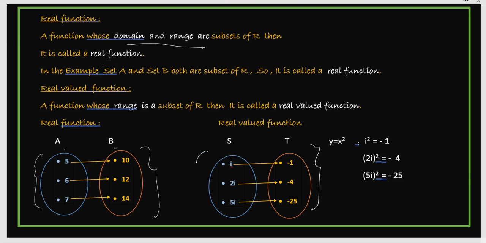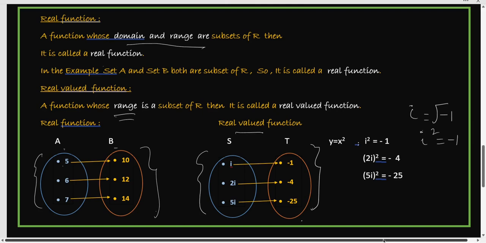The first set need not be real; it can be complex numbers. A complex number involves i, which is the square root of minus 1, so i squared equals minus 1. This is not a real number. The domain is not real, but the range is real. Therefore, this is a real valued function. We will see all the different types of functions in the next slide.